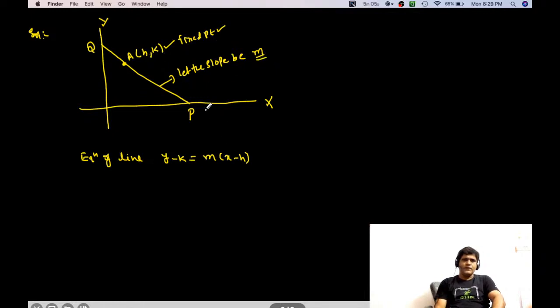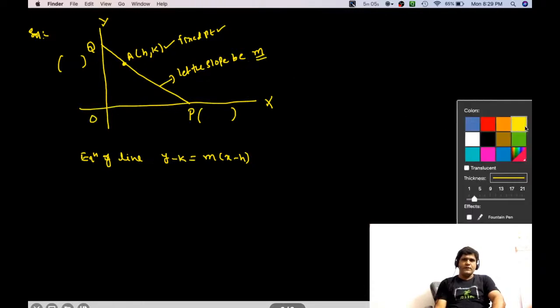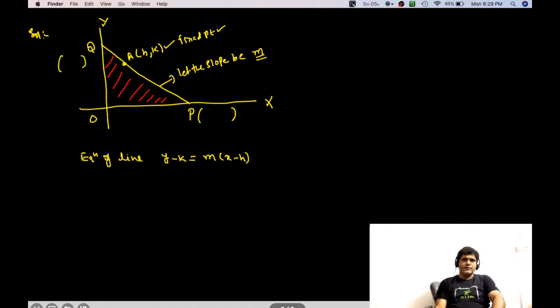Now find the coordinates of P and Q, because we need to find the area of the triangle OPQ, where O is the origin. That is the first part of the solution. So this is the line. Now we will find the coordinates of P and Q, where the line meets the x-axis and y-axis.